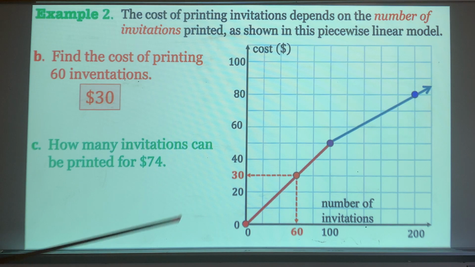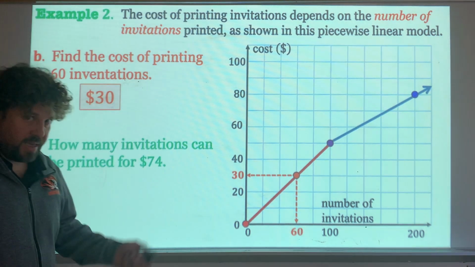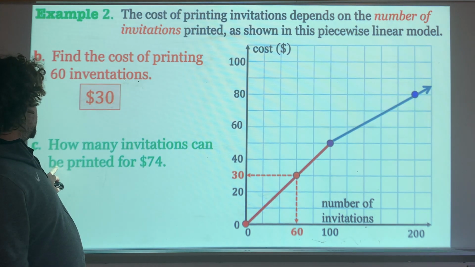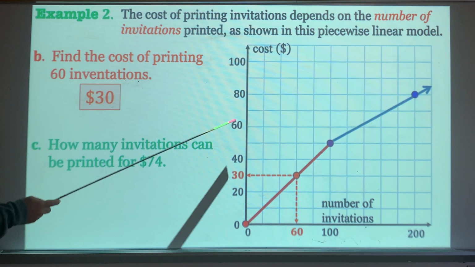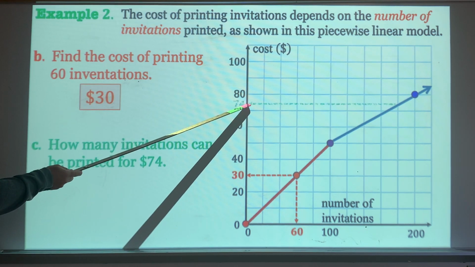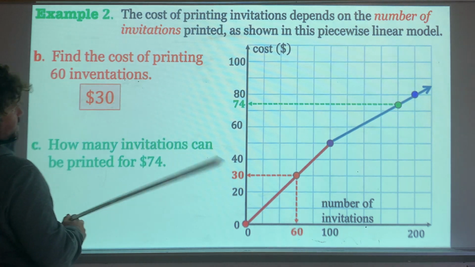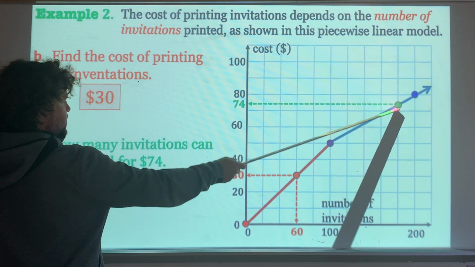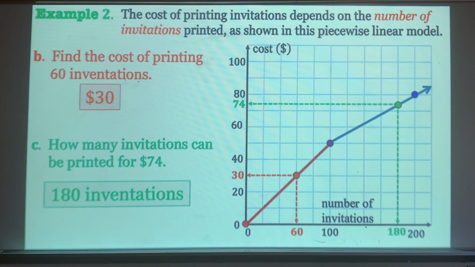All right, you can also put 60 into the gradient. 0.5 times 60 is 30. What is the cost for $74 worth of invitations to be printed? So 60, 80, 74 is about right here. I go over to my graph. It intercepts my graph right there. I go down to see the number of invitations, and that is 180 invitations.